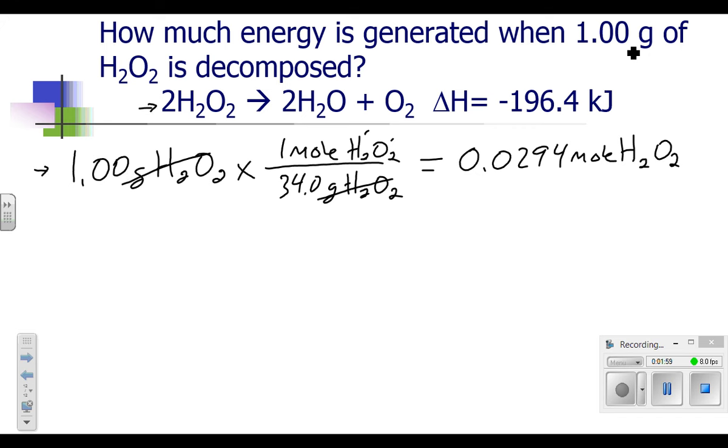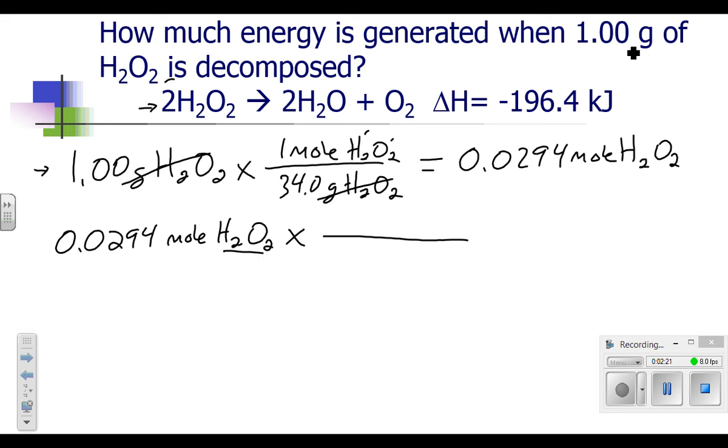Now we're going to use the mole ratio, but for an enthalpy problem, the mole ratio is a little simpler. We're going to take the thing we just got, 0.0294 moles of H2O2. Okay, now here's the thing. When we normally do a mole ratio, we put what we are coming from on the bottom, and that's H2O2. So we're going to go up here, and we're going to find this 2 in front, and that goes down here.